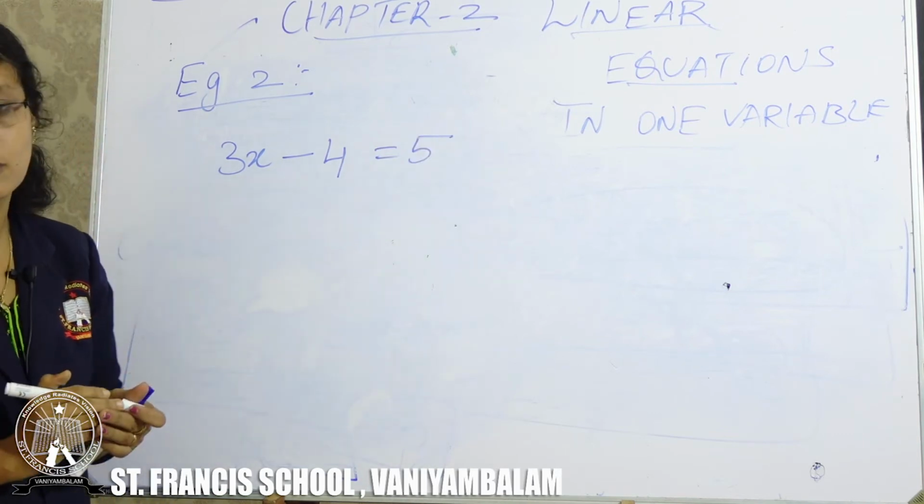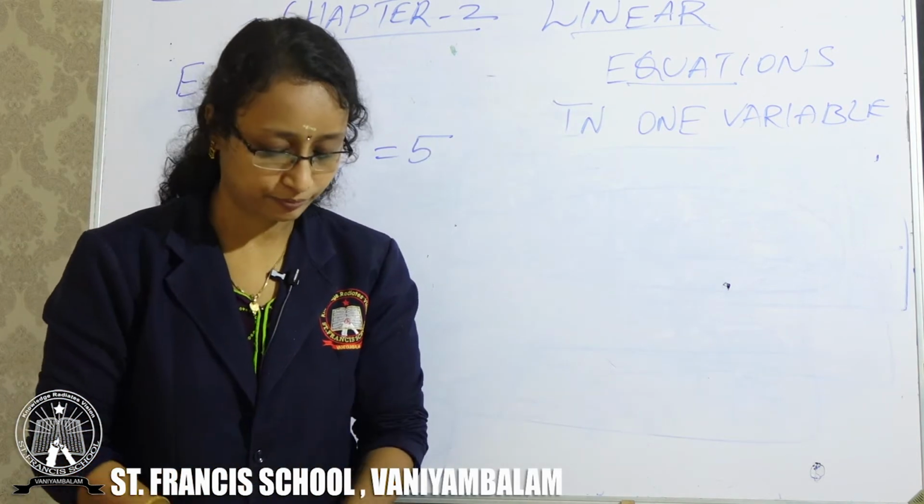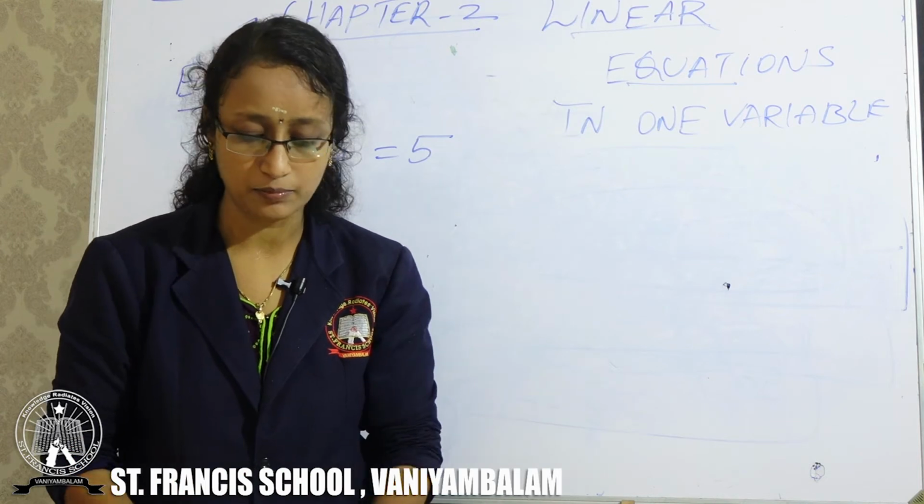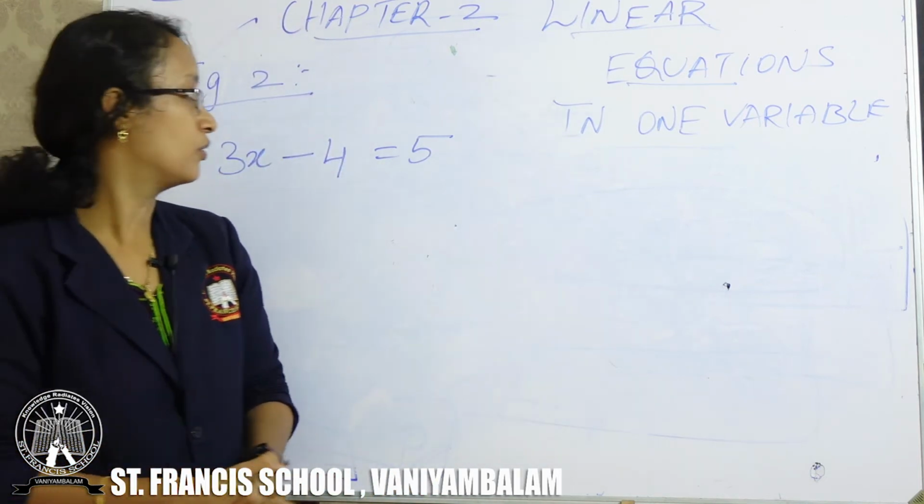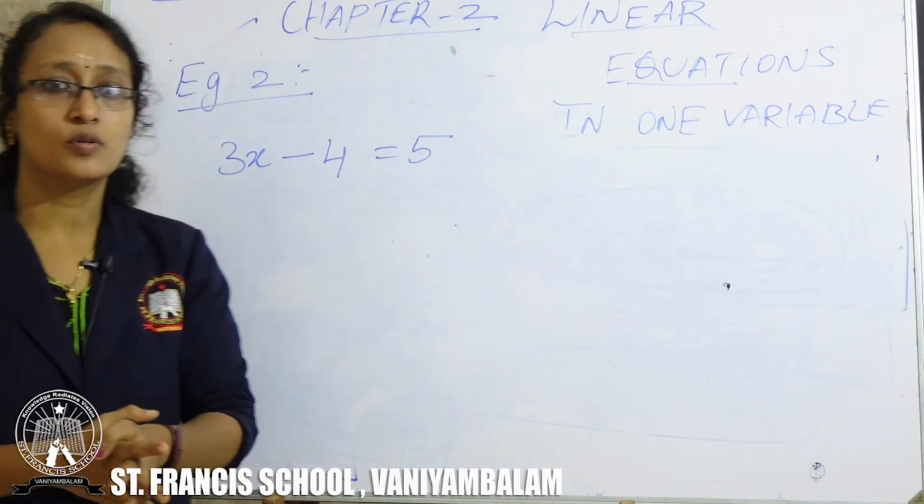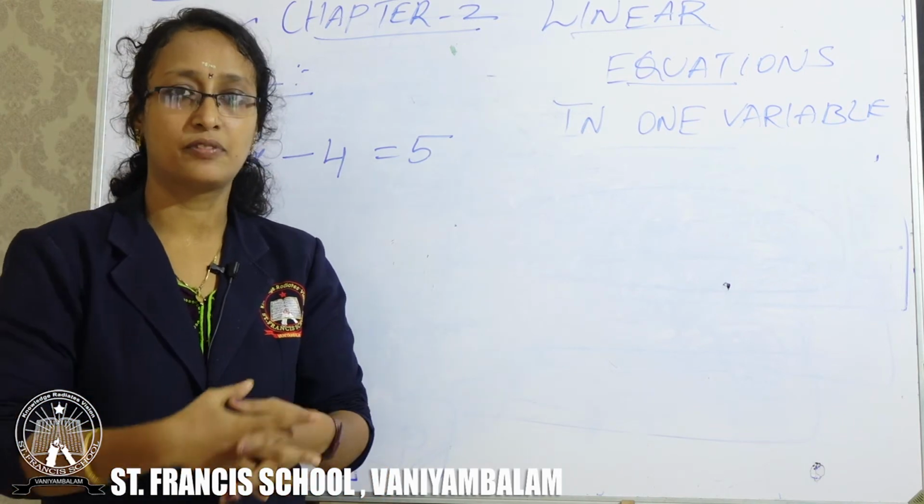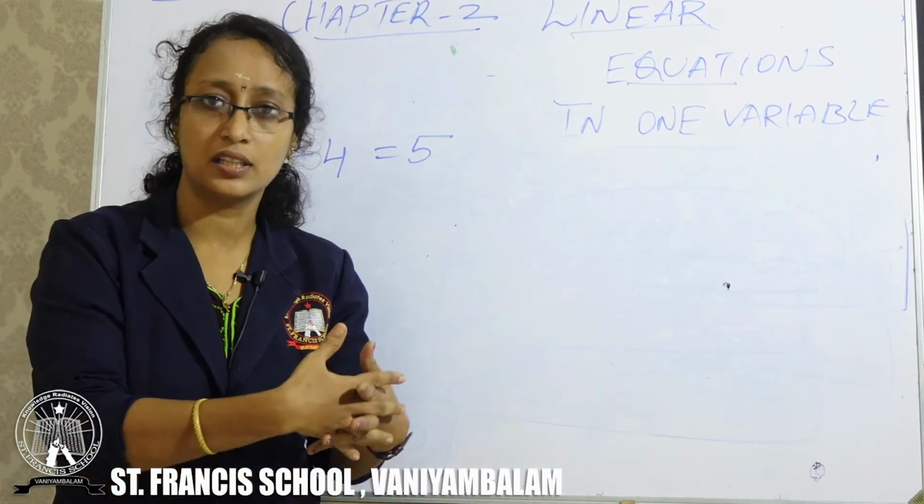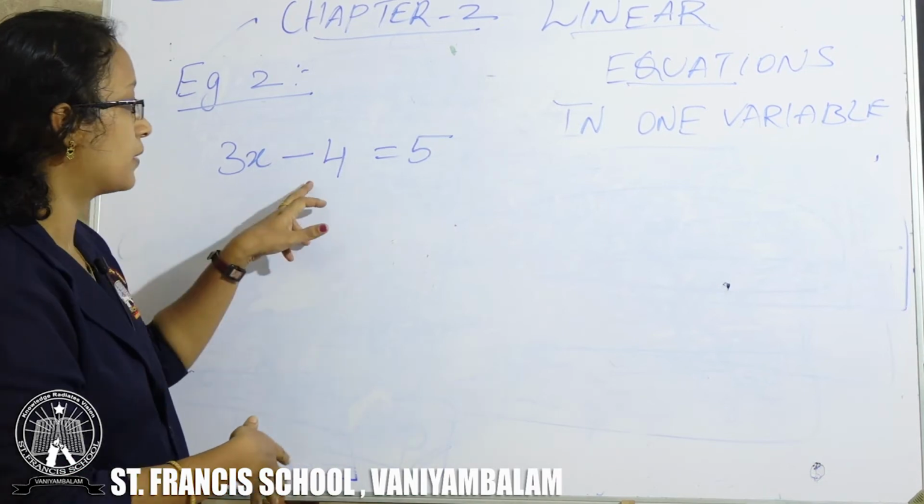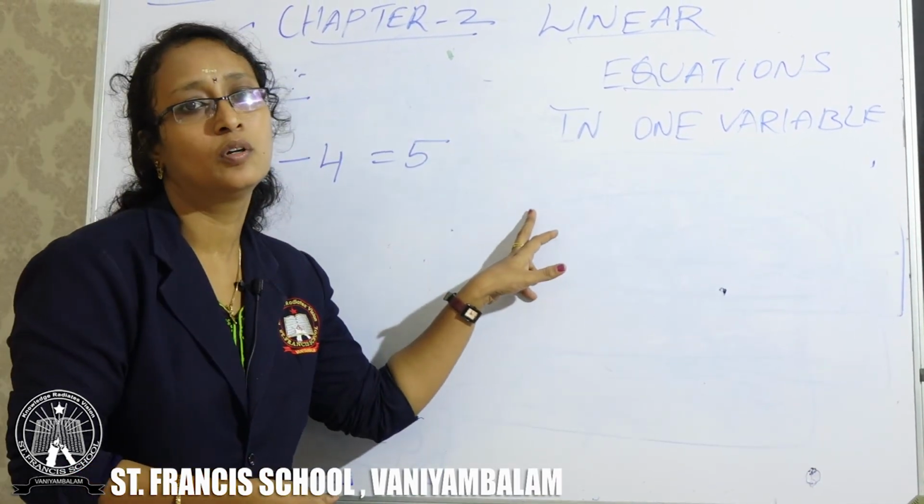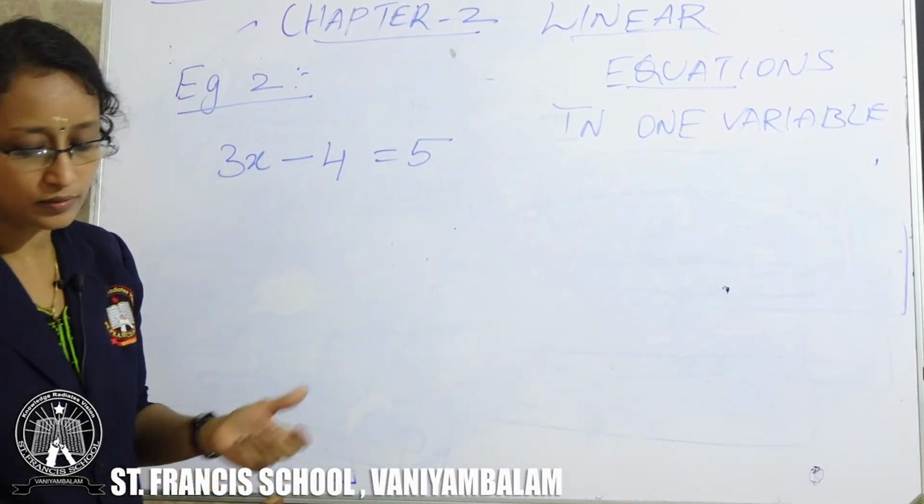3x minus 4 is equal to 5. So, same problem, how are we going to solve this? You can use one method as the first step method, and the other method you can solve by the usual method. You can take this minus 4 to the right hand side and solve the equation.